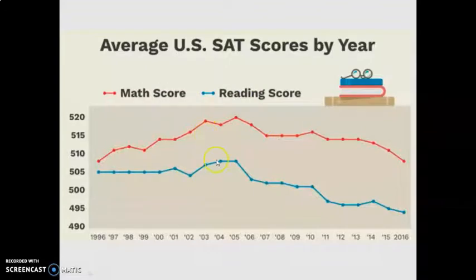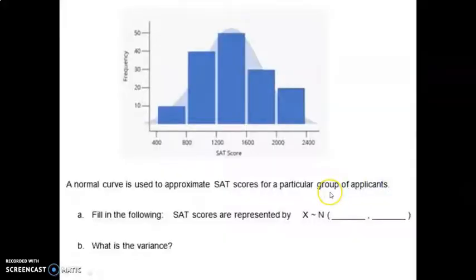To begin, we're going to look at a problem that deals with US SAT scores, and look at these scary statistics for SAT scores in the US, math scores and reading scores over the years. Now here's the situation we have. In this data set, let's say those are SAT scores for a particular group of applicants. SAT scores are represented by random variable x, which is normally distributed. We can see it here, and our mean we can approximate is about 1,400, and our variance is about 300 squared, so our standard deviation is about 300.